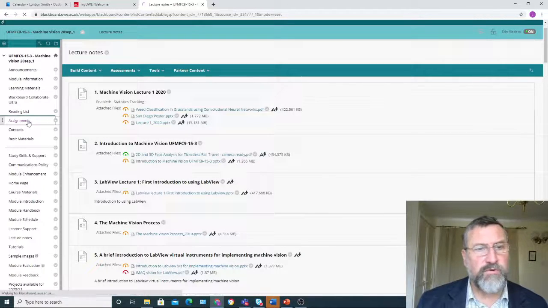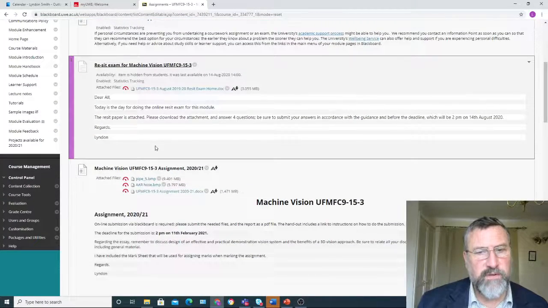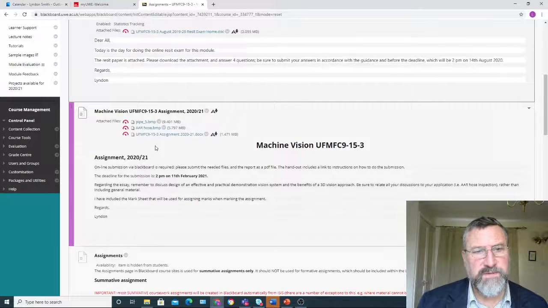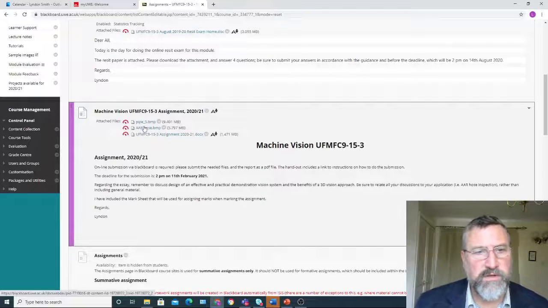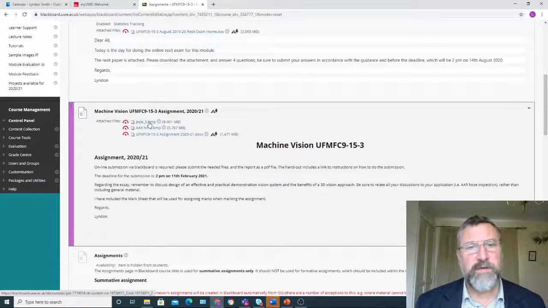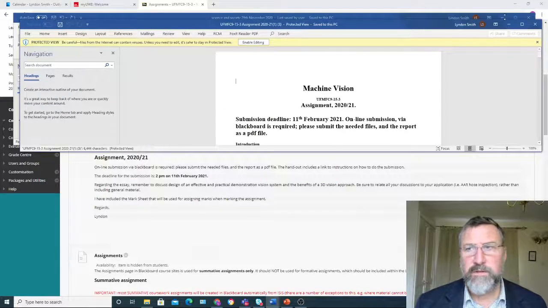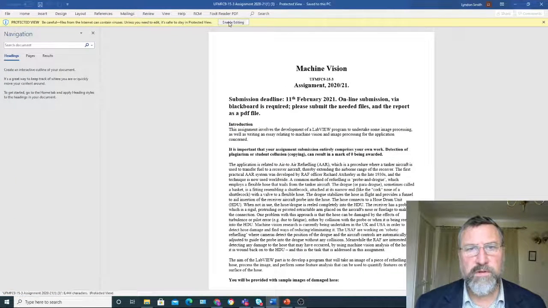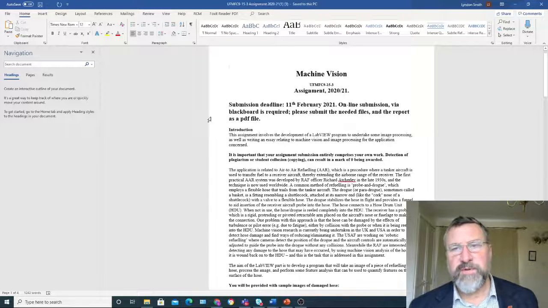Now, the other thing I want to talk about is the assignments, of course, and this assignment is the one you've been asked to submit, of course. So a couple of images of the pipe, and there we have the assignment handout. That's the deadline. Make sure you submit it by the deadline, of course.